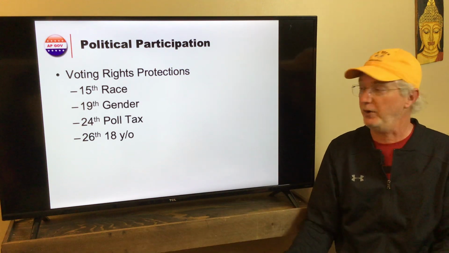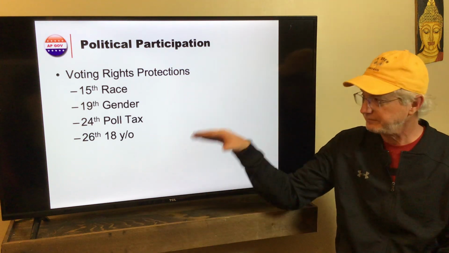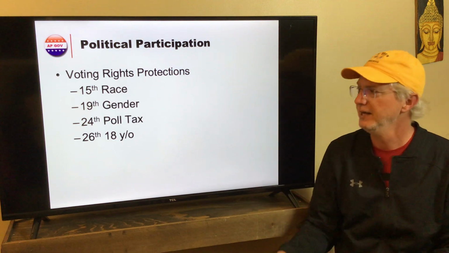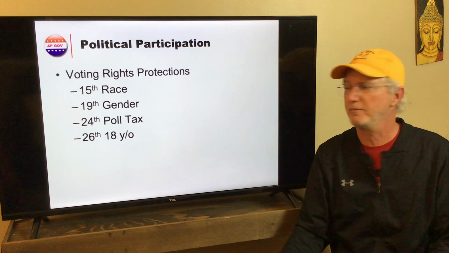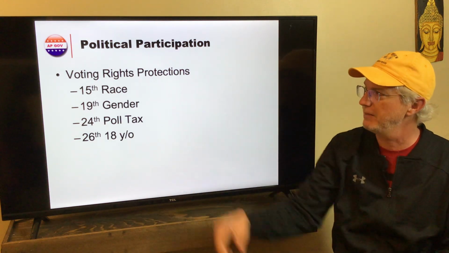So, and they made a good point. So it went from 21 to 18 with the 26th Amendment. So these are some of the things that are protected in this country. Who knows what the next one might be? But remember these amendments as we go through this.